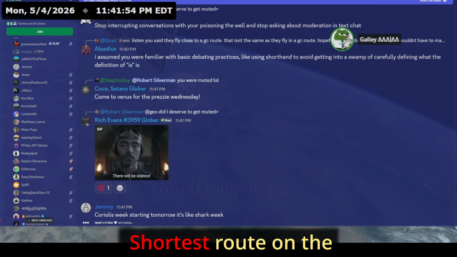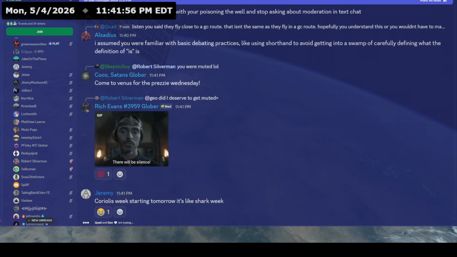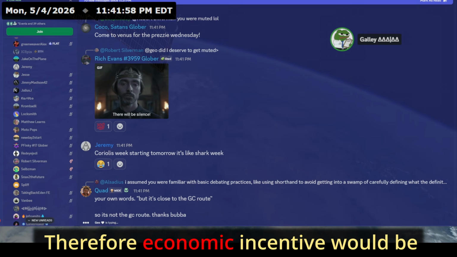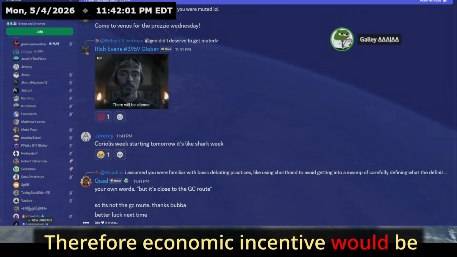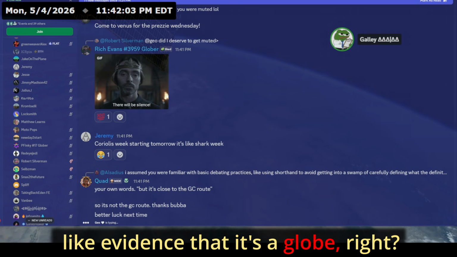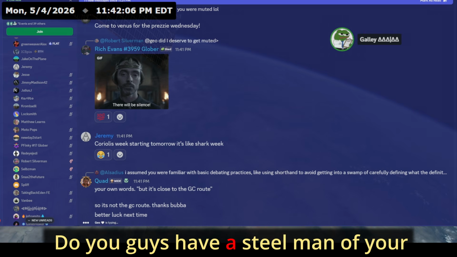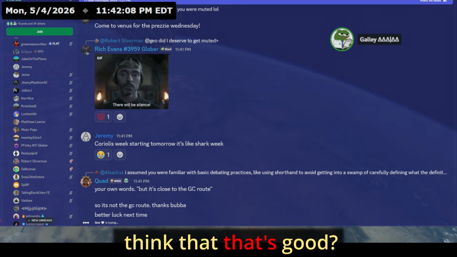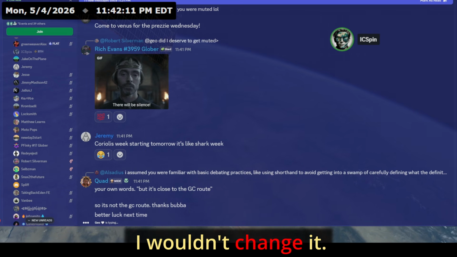That's fine. The shortest route on the globe is a great circle. Airlines fly great circles, therefore economic incentive would be evidence that it's a globe, right? That's your argument. Sure. Is that an accurate steel man of your argument, or do you think that? No, that's good. That's perfect. I wouldn't change it.